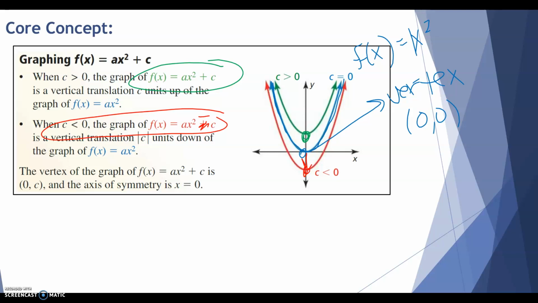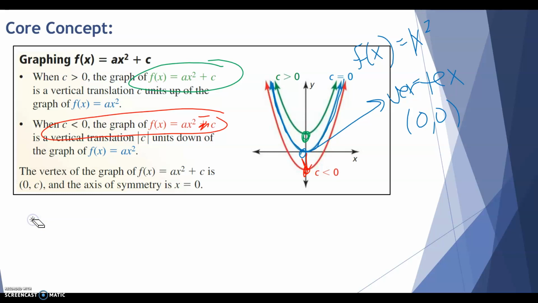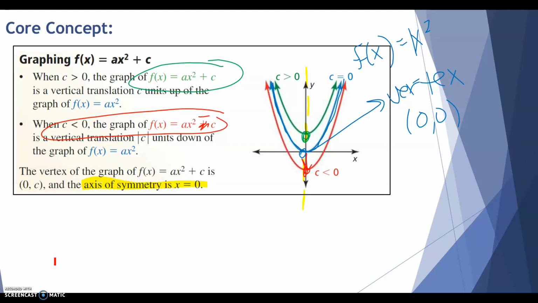So what holds true is, if I highlight this, your axis of symmetry is still x equals 0. That has not changed. But what's changed is the vertex. Okay, so the vertex right here is what's different. So it's either going to go up or it's going to go down.